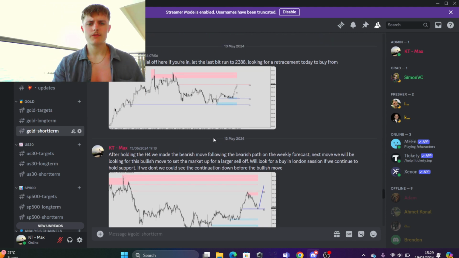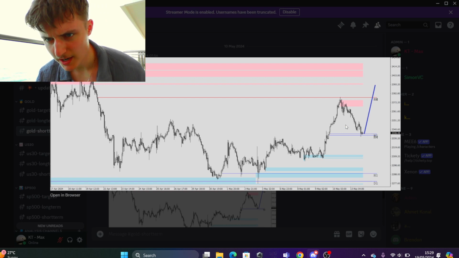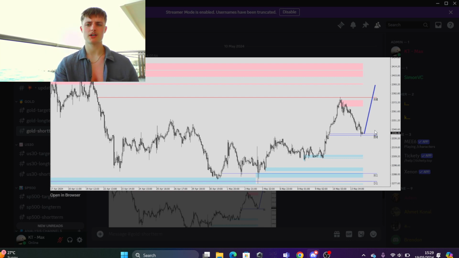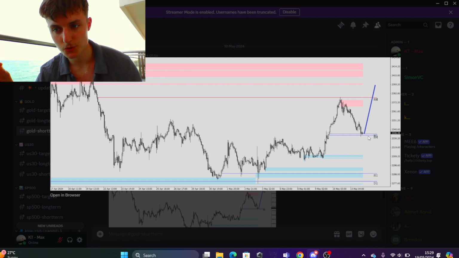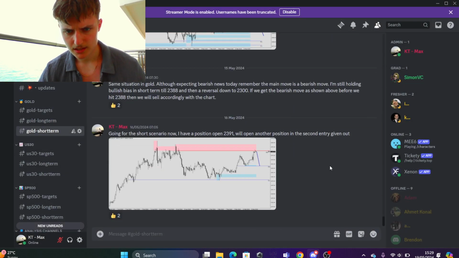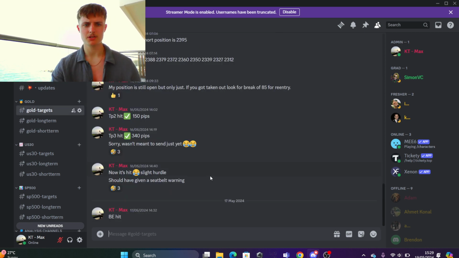So we were looking for this bearish move to come down, which was right in this kind of scenario right here. So we started the week up here. We moved down to the positions right here. And this is where we took our buy position to go all the way up to that 2388. And of course, if we then look, and if I go down here, you can see that it went all the way up, and if we go on to the gold targets, you'll be able to see absolutely everything.